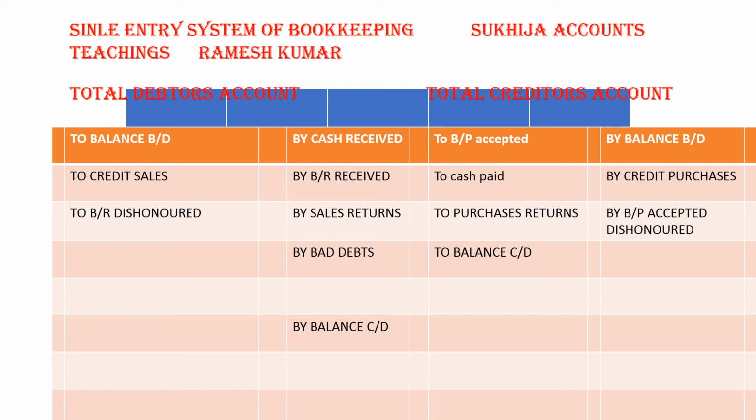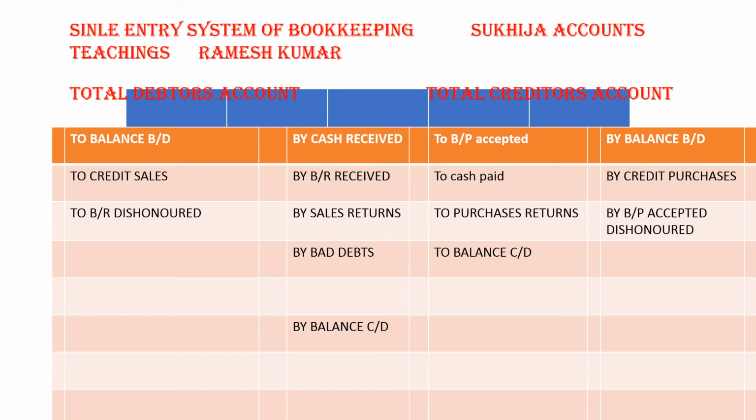And if any BP accepted is dishonored by us, we cannot pay in time, then BP accepted dishonored. Then to balance CD, closing balance of creditors.